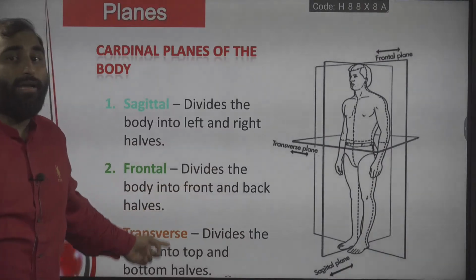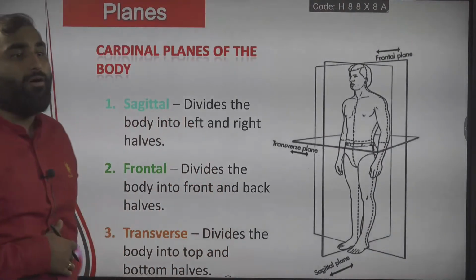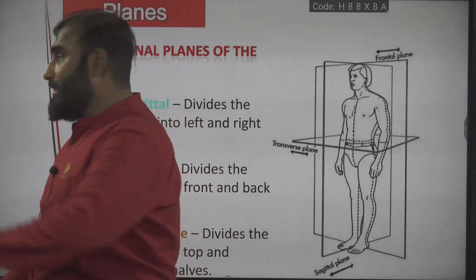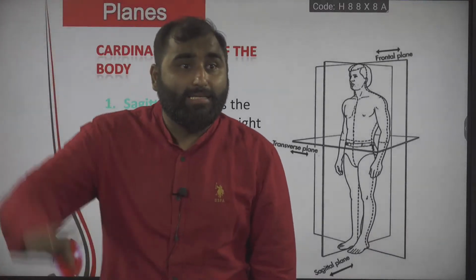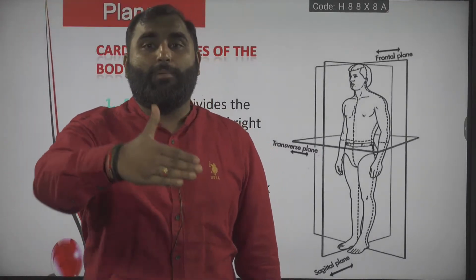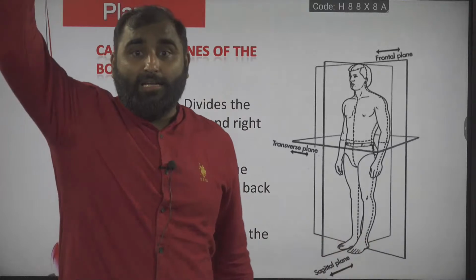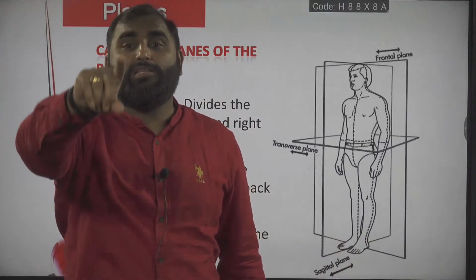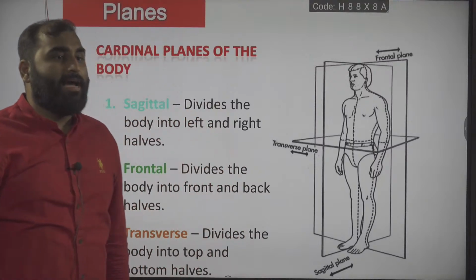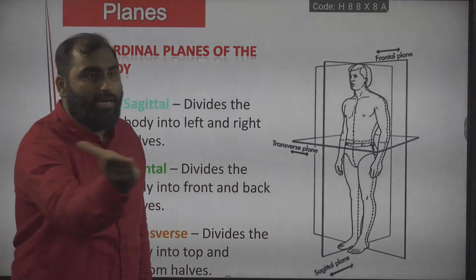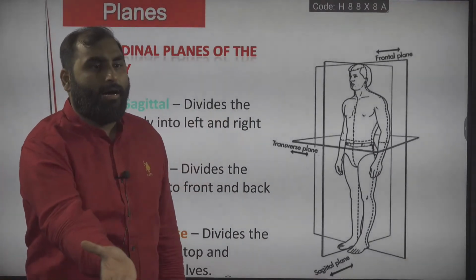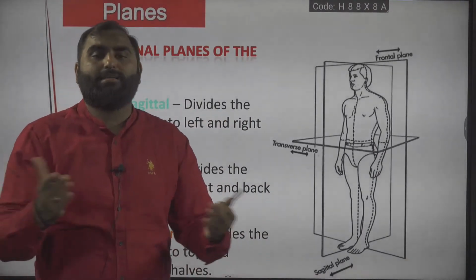Then frontal. The frontal plane divides the body into front and back. Yes or no? So this is the front part and this is the back part. When the plane passes from here, the front part is separate and the back part is separate. That is the frontal plane, also known as the coronal plane. And lastly, the horizontal plane, your transverse plane. When you cut horizontally, the upper body part and lower body part are separated.